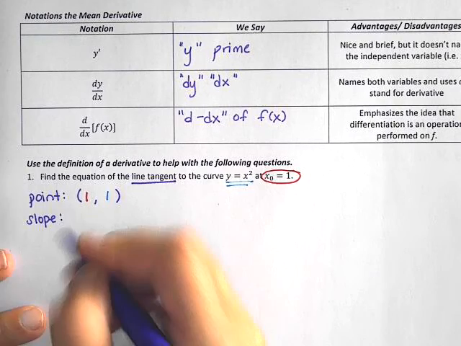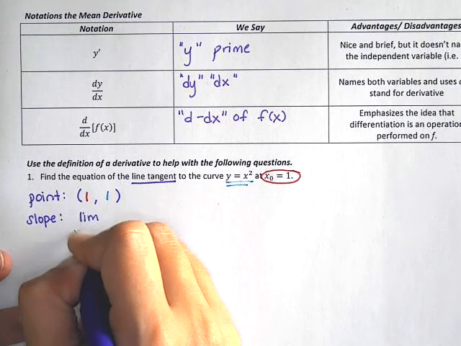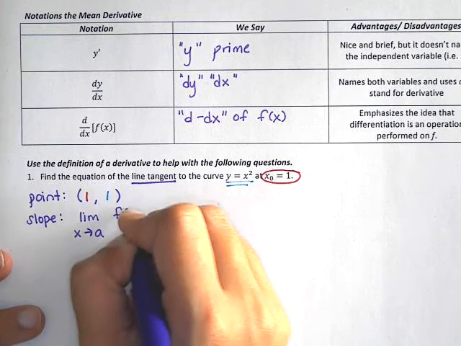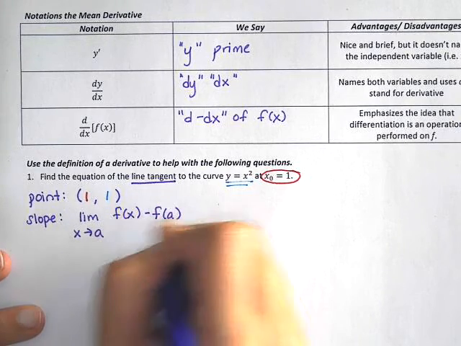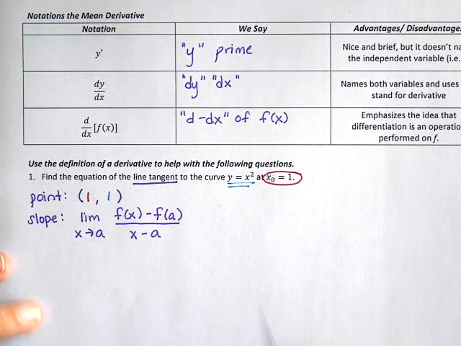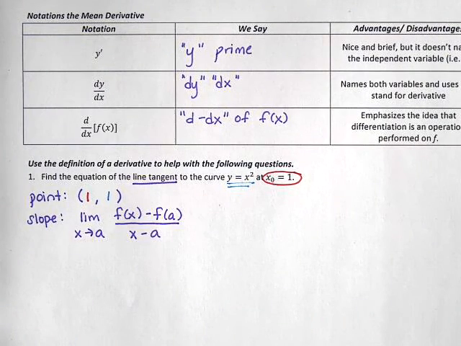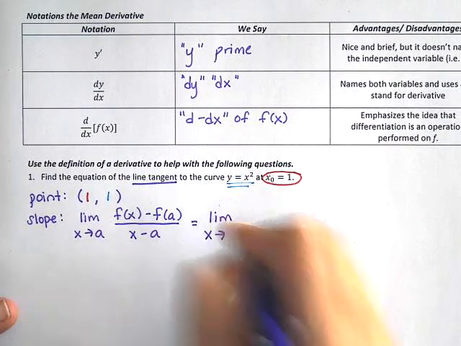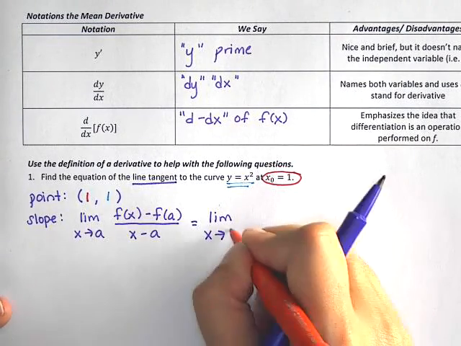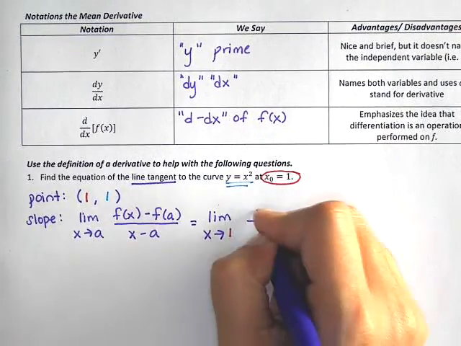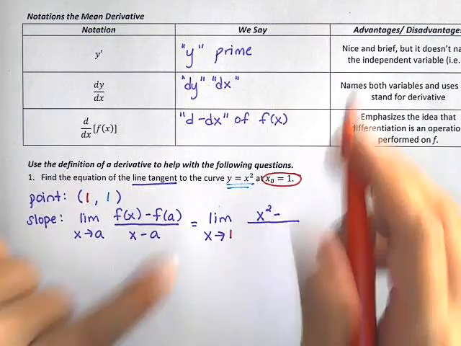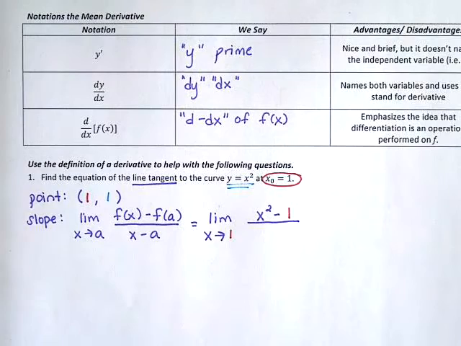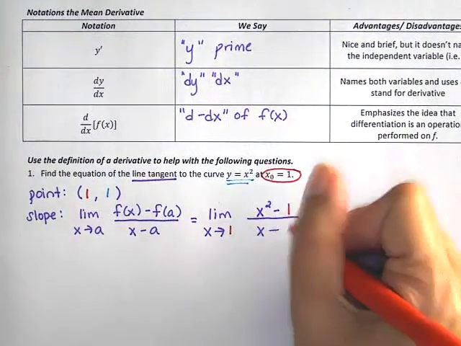To figure out the slope, we need to do the limit as x approaches a of f of x minus f of a all over x minus a. Now the reason I'm using that formula instead of the general formula that we just went over is because it's faster, it's simpler, and I have a specific number. So, because my specific number is a 1, I want the limit as x approaches 1 of f of x, which is just x squared, minus f of 1, which means plug 1 in, you get 1, all over x minus plug in the 1, you get 1.